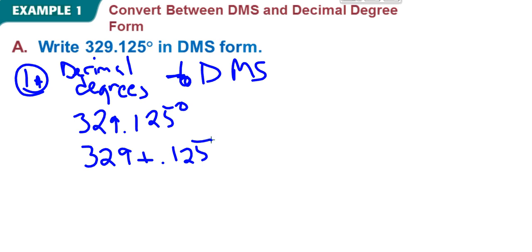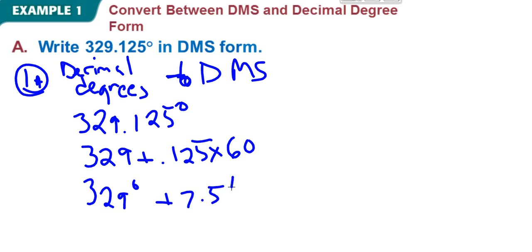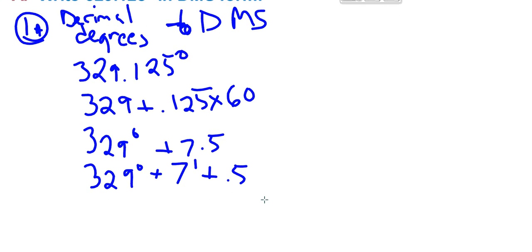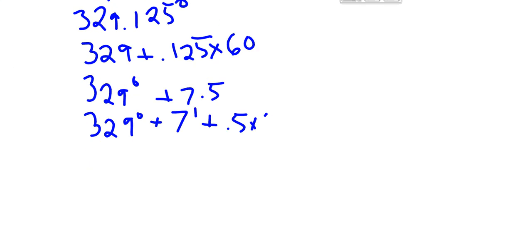And then we're going to take that 0.125 and multiply that by 60. And then that'll be 329 degrees plus 7.5 minutes. And then we're going to take that 0.5 again, and so we've got the 329 degrees plus 7 minutes plus 0.5. And since we've already multiplied by 60 one time to get it to minutes, we'll multiply just that decimal by 60 again to get it into seconds. So that gives us 329 degrees, 7 minutes, and then rounding to the nearest second, but it's a whole number here, 30 seconds.